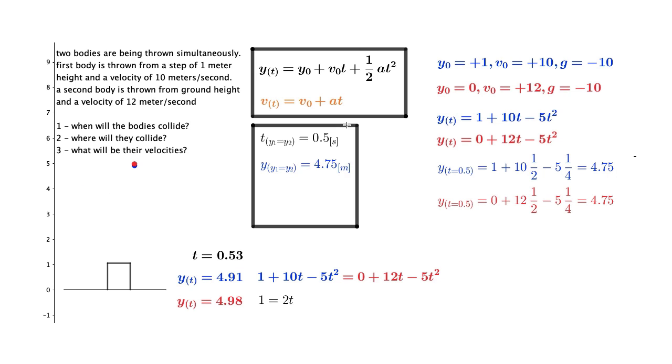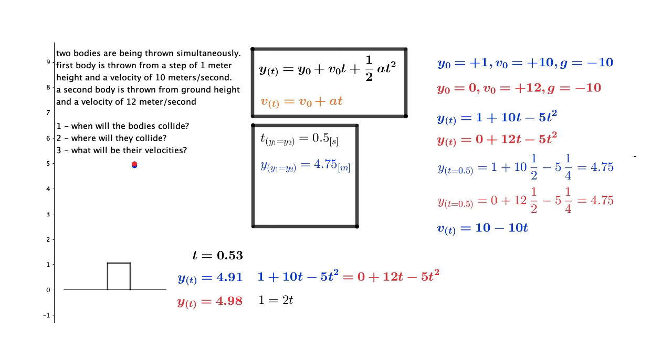And last, we want to be able to answer what will the velocities be during the collision. And in this case, we obviously want to know what their velocities are individually, because it won't necessarily be the same velocities for both objects. So to solve that, we're going to use our other equation, the velocity equation, as a function of time. And again, let's start off with the blue object. Well, all we have to do is plug in our value of t, and we know what the value of v0 and a are.